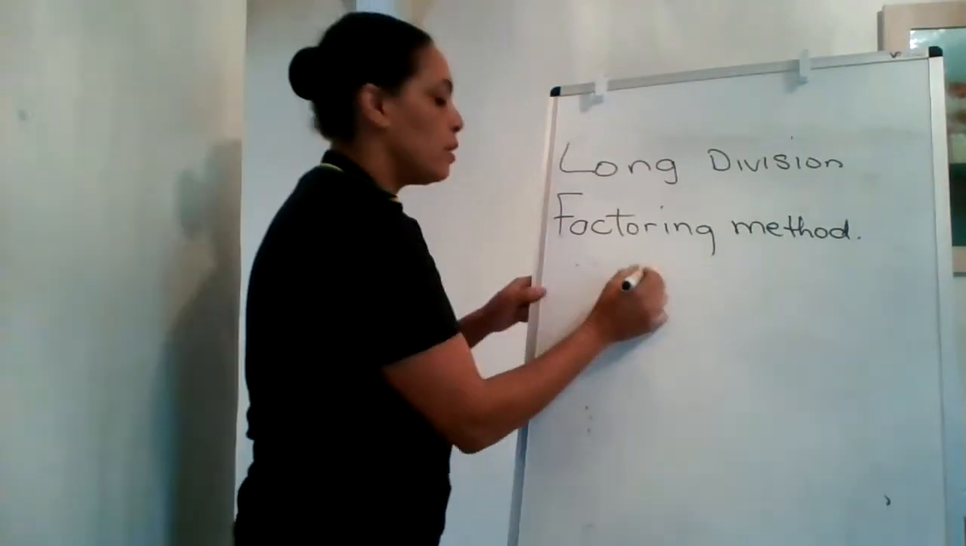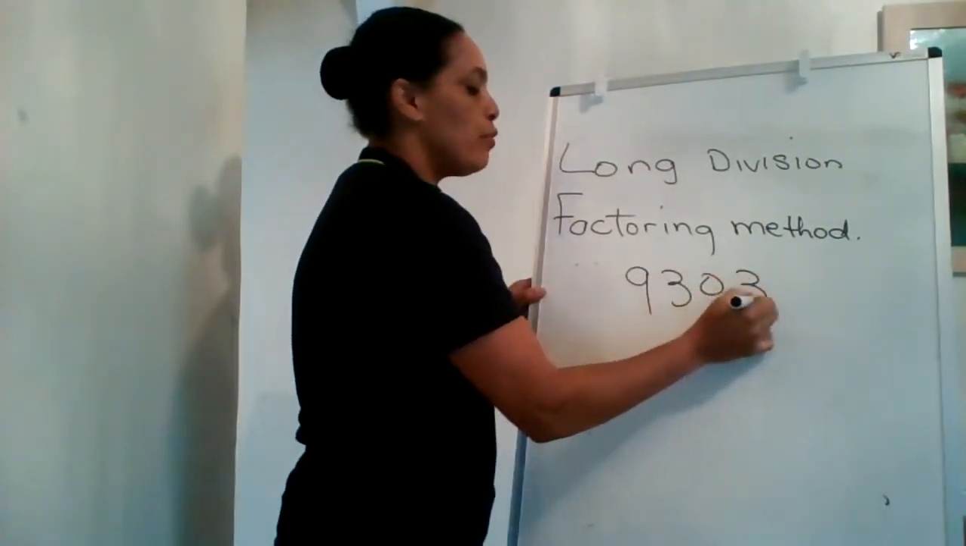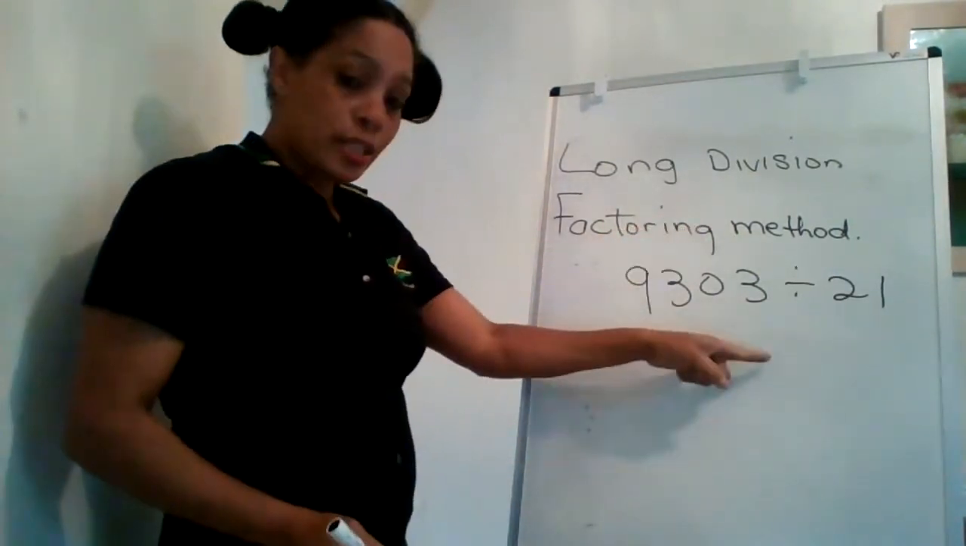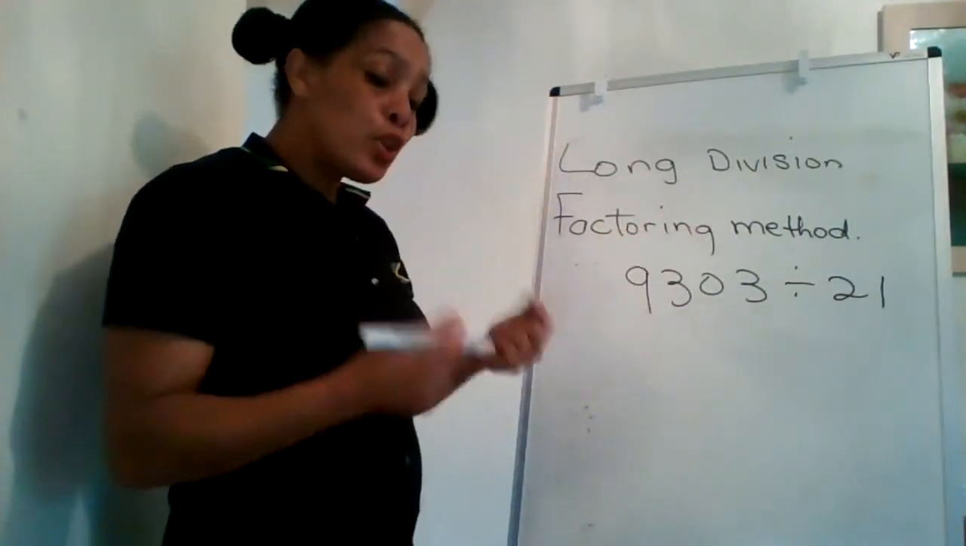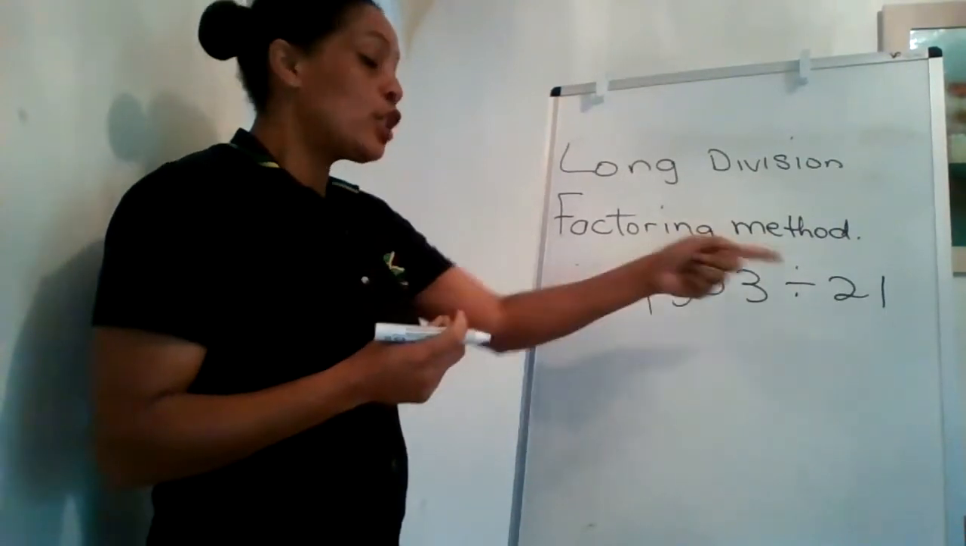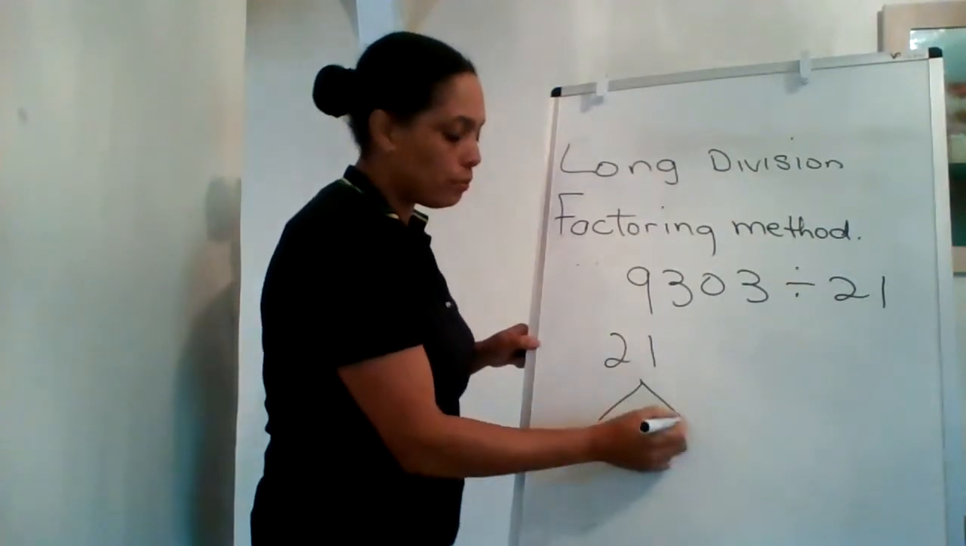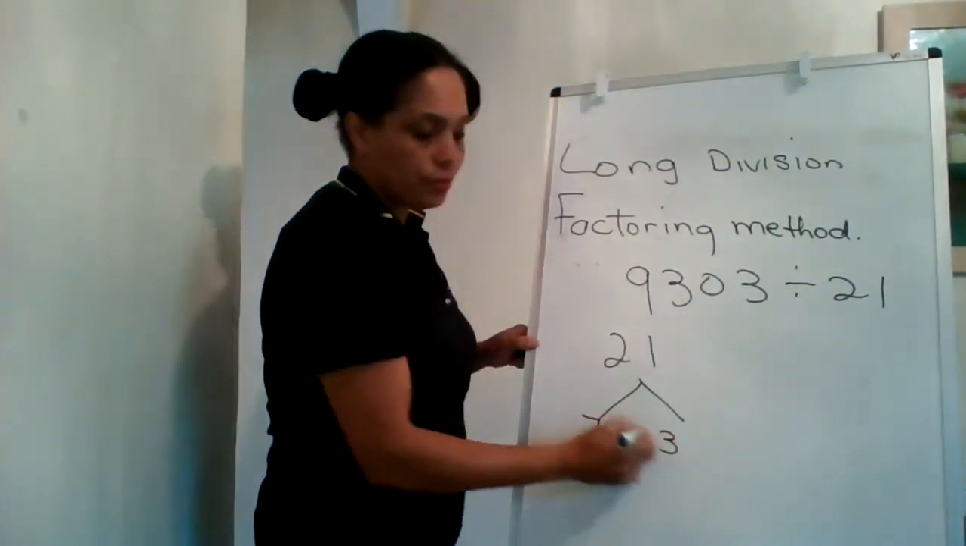Let's look at 9303 divided by 21. 21 is not a prime number, so I can find two numbers that can go into 21 without leaving a remainder, two numbers that are factors of 21. I could use 7 and 3.